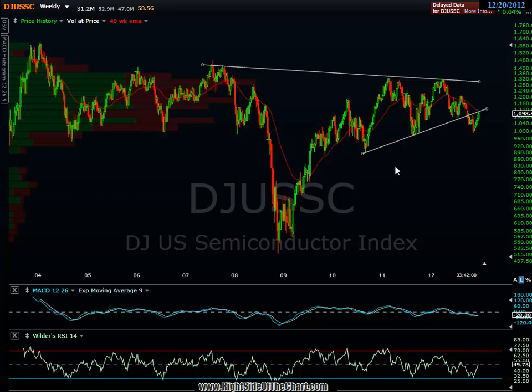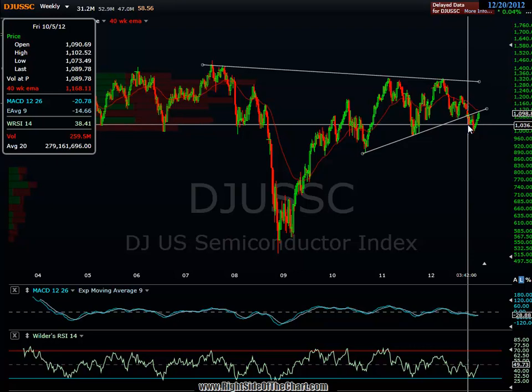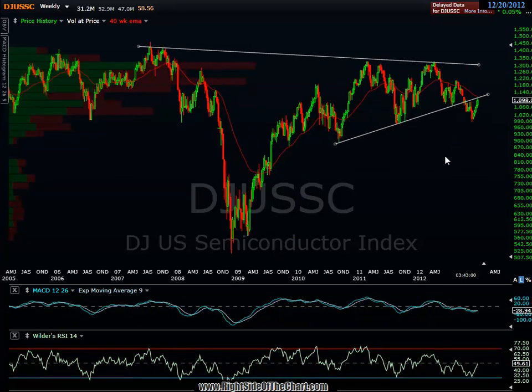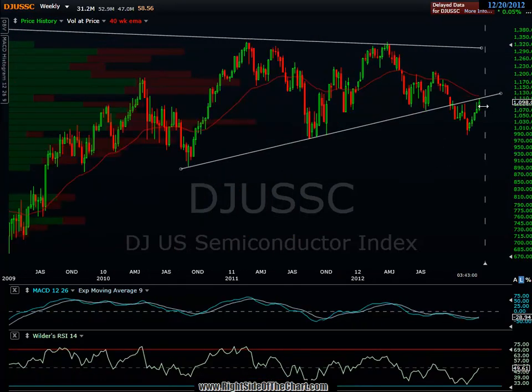So, Dow Jones US Semiconductor Index. This is an interesting chart. Clean pattern here, and we've had this breakdown back in late September, early October, and so far prices are making a perfect retest. They actually retested that line already. If you zoom in, you can see that candlestick kiss right there, the wick on the top of that candlestick, and prices pulled back a little.